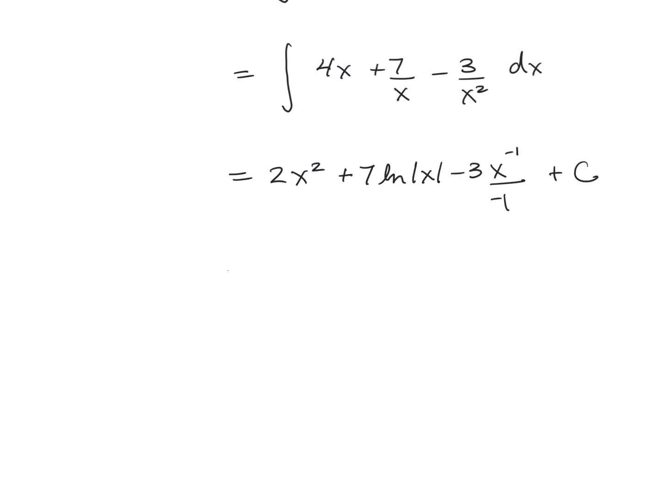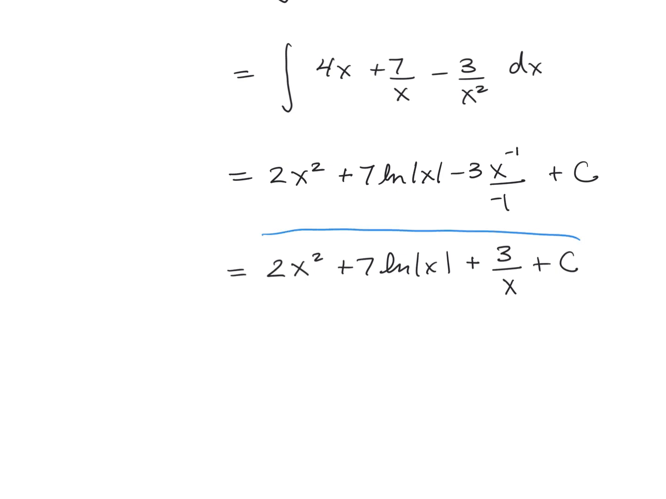And then at the end of the problem, just rewrite it nicely. So we've got 2x squared plus 7 natural log absolute value x, and that's going to be plus 3 divided by x plus c. And that right there is the antiderivative or the indefinite integral of our original problem.